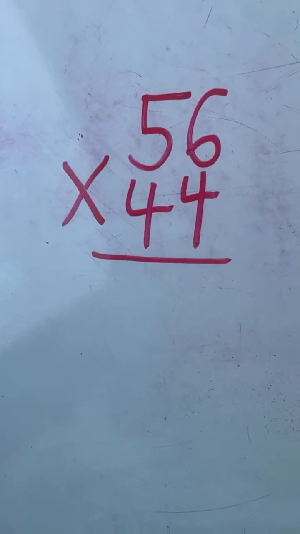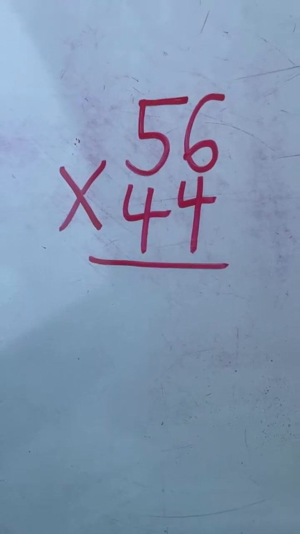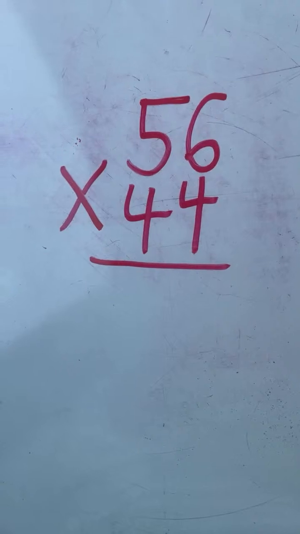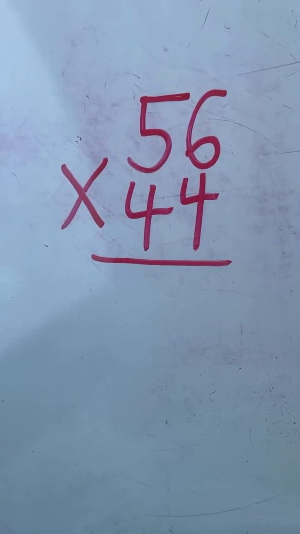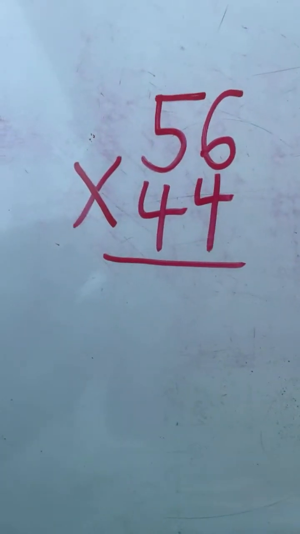So this video is going to be a review of 2-digit by 2-digit multiplication. Our first example problem is 56 times 44, and I'm going to go through step by step how to solve that problem.